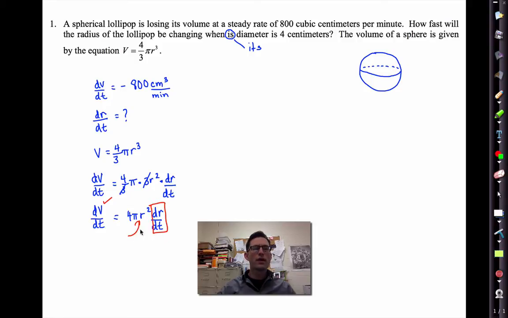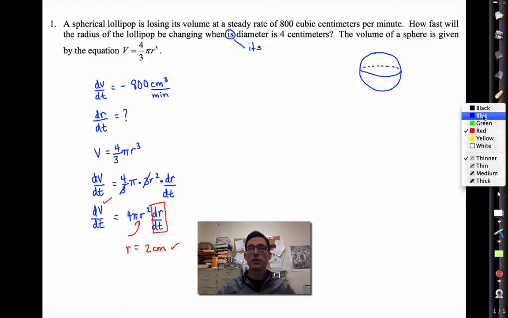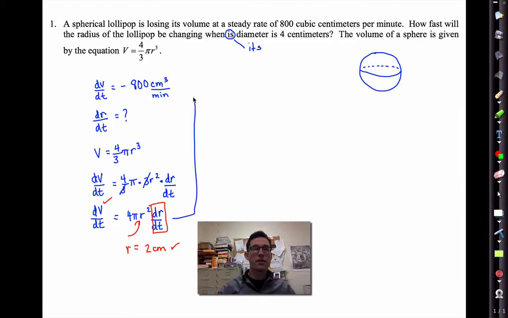We don't know the radius, but I think we can figure that out pretty easily, right? The diameter is 4 centimeters, the radius will be 2 centimeters. That's pretty simple. So let's plug all the numbers in, going back to blue, right? And maybe coming up here. What we'll see is we have negative 800 equals 4 pi times 2 squared times dr/dt.